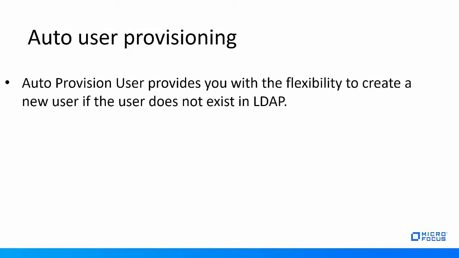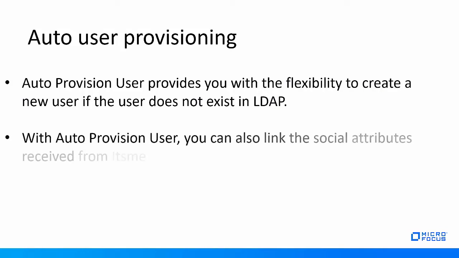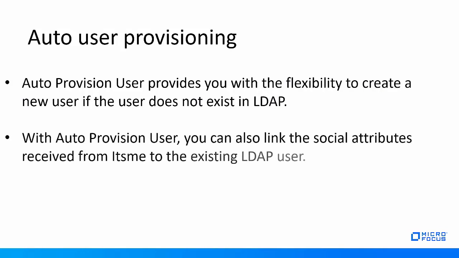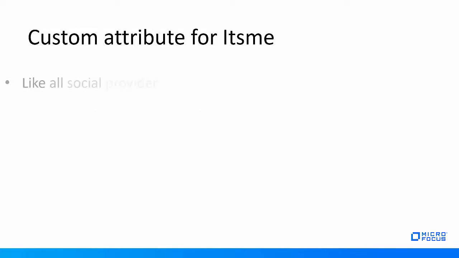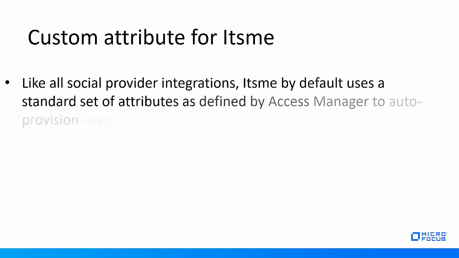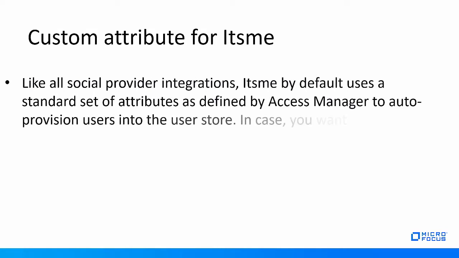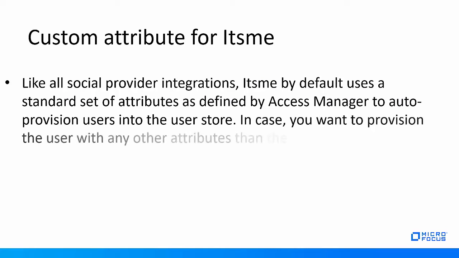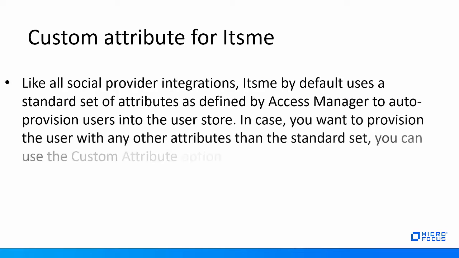Auto Provision User provides you with the flexibility to create a new user if the user does not exist in LDAP. With Auto Provisioning User, you can also link the social attributes received from Itsme to the existing LDAP user. Like all social provider integrations, Itsme by default uses a standard set of attributes as defined by Access Manager to auto-provision users in the user store. In case you want to provision the user with any other attributes than the standard set, you can use the custom attribute option to achieve that.